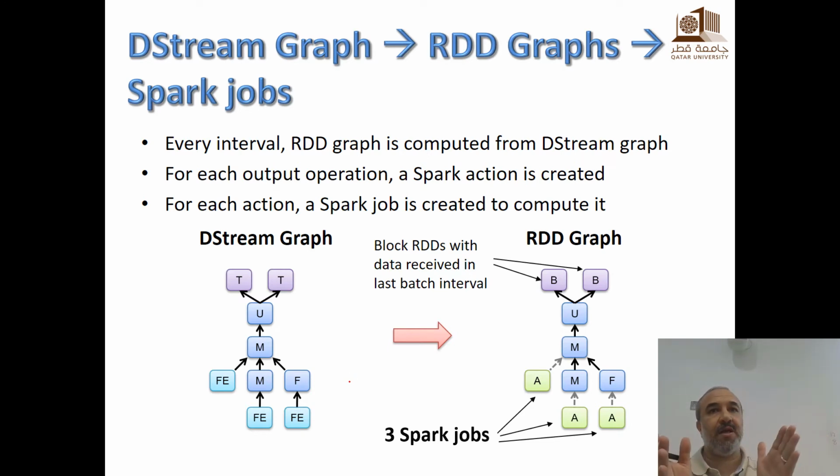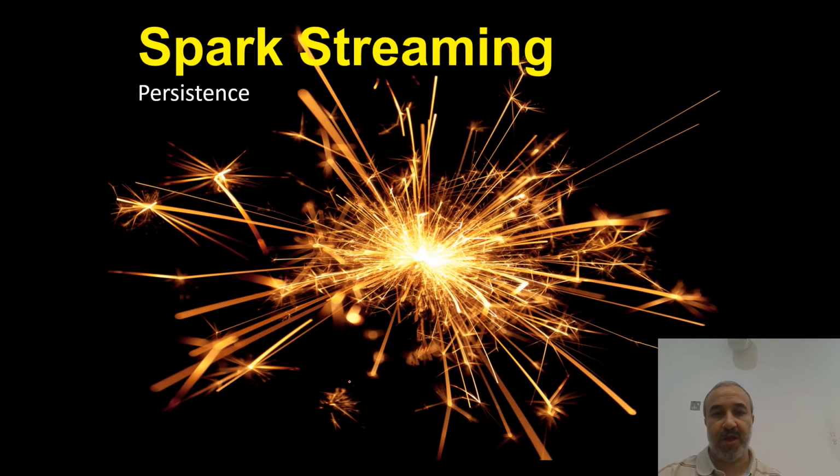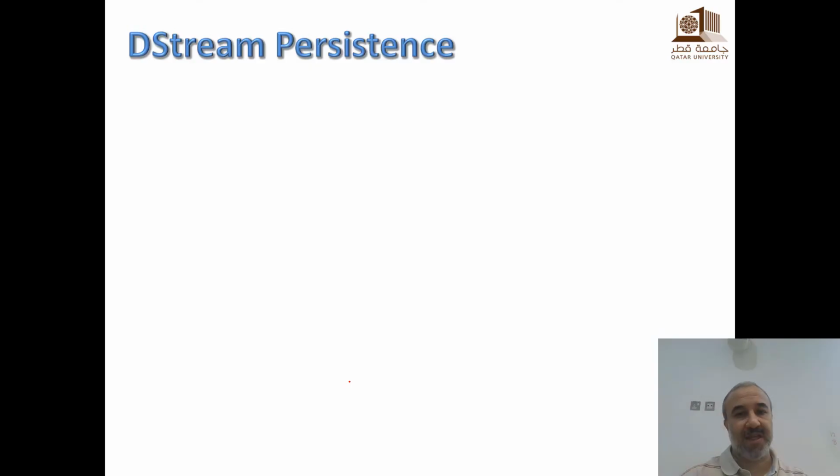So the idea here is that every lineage graph in Spark Streaming has a mapped lineage graph in Spark, which is used for what? Why do we need this lineage graph in Spark? For fault tolerance, right? If something goes wrong, if something failed, then I can go back to the lineage graph and regenerate it. Let's talk about persistence in Spark Streaming.